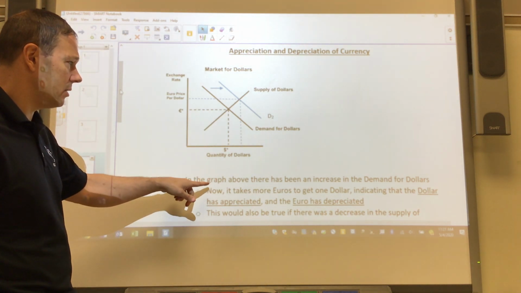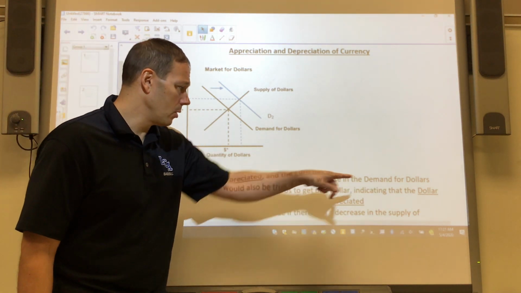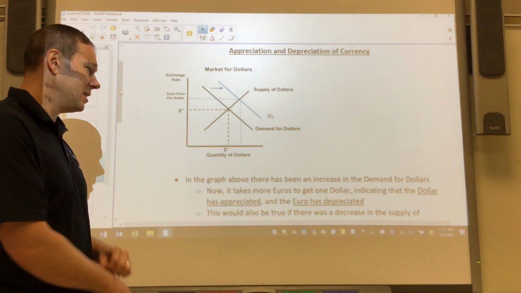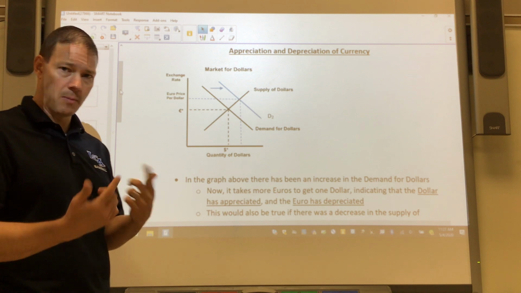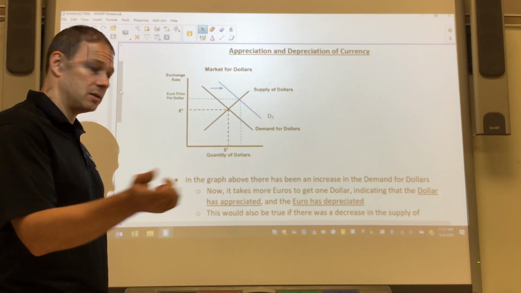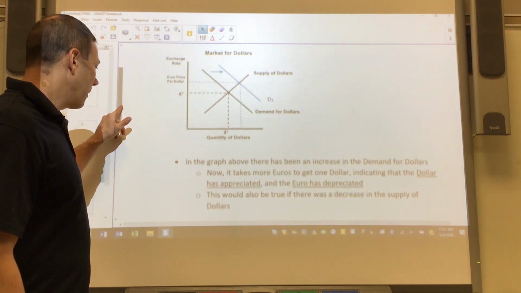So this indicates that because it takes more euros to get the dollar, the dollar has appreciated. The euro, of course, conversely has depreciated. They both can't appreciate or depreciate. That's like saying both teams won the game. If one team wins, guess what? The other team loses.